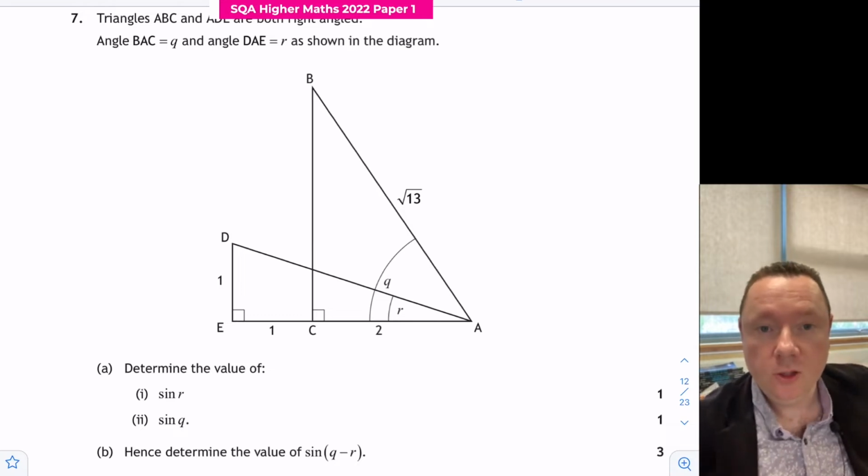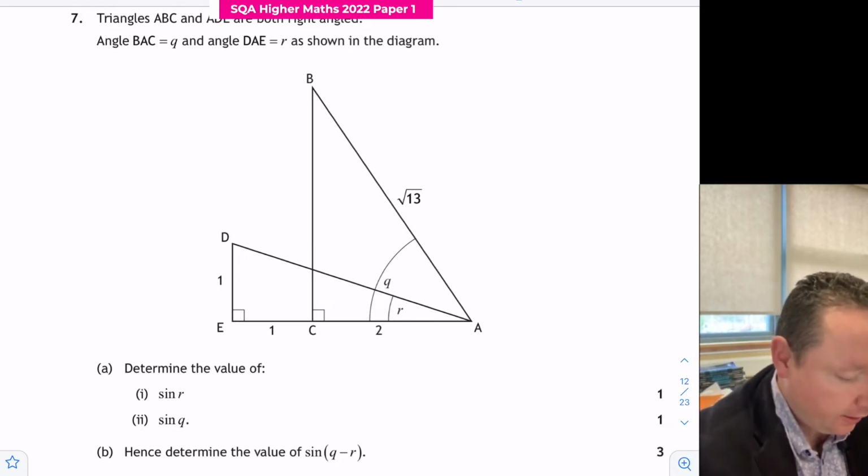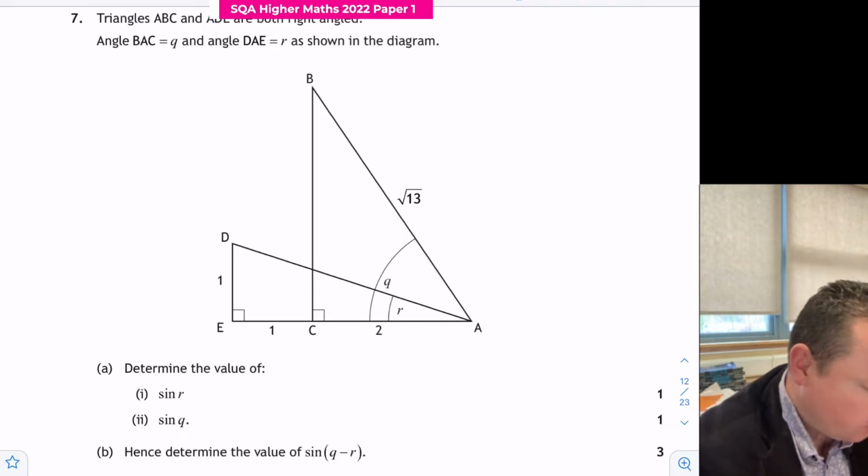SQA 2022 Higher Maths Paper 1, question 7. Triangles ABC and ADE both have right angles. It tells us that angle BAC equals Q and angle DAE equals R. As shown in the diagram, calculate sin R and sin Q.